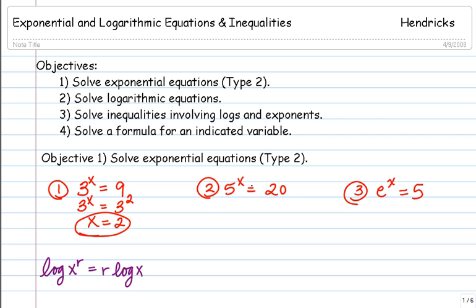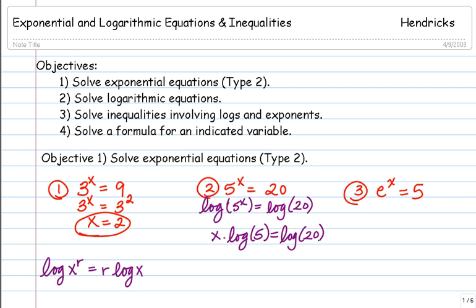So in 5 to the x is equal to 20, we would take either the natural log or common log, it doesn't really matter, of both sides. So we would have log of 5 to the x is equal to log of 20. And therefore the left side would become x times log 5 is equal to the log of 20. So now to solve for x, we would have x is equal to the log of 20 divided by the log of 5.